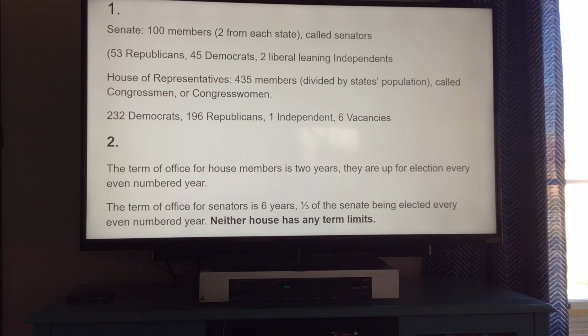The other thing to keep in mind is that neither house has any term limits. As long as you are alive and eligible, you can continue to run for the House of Representatives ad infinitum. You could have served for 50 years, and you can continue to run for re-election. And this has happened. There have been several people in the House and in the Senate who have served for decades.